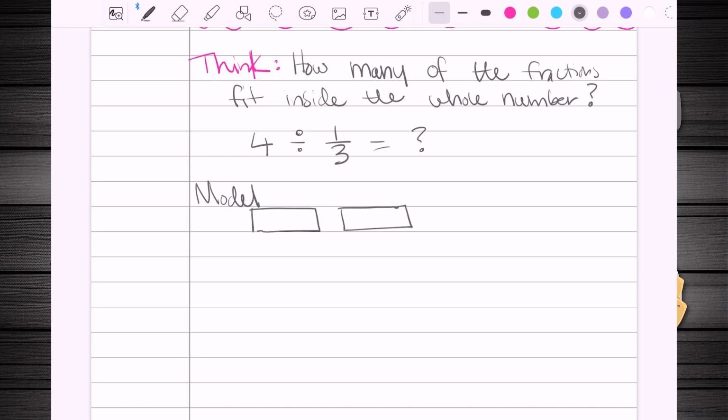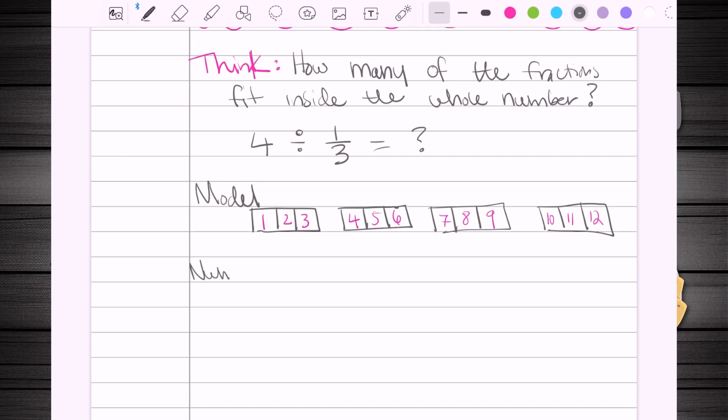So 4 rectangles across the page. And I'm dividing by 1/3. So I'm going to split or divide each of these rectangles into thirds. And then see how many there are. How many 1/3s fit inside 4? 1, 2, 3, 4, 5, 6. And I'm sure you can see at this point that there are 12 thirds inside 4.